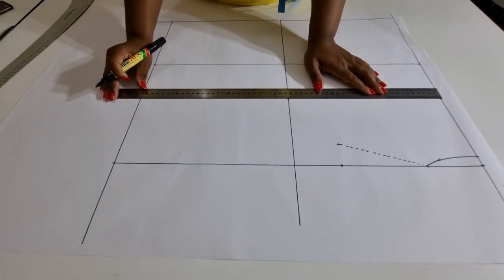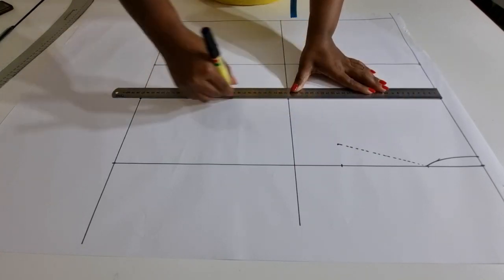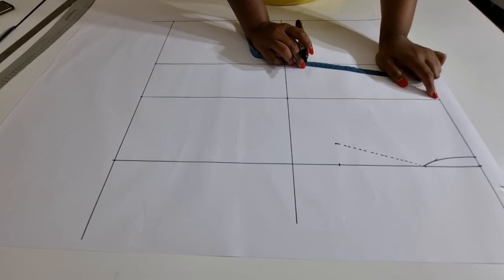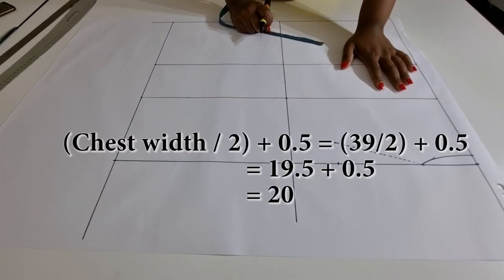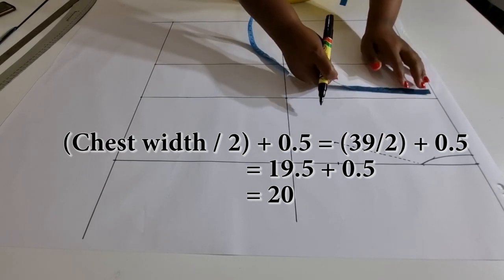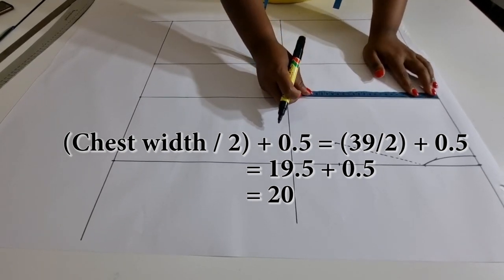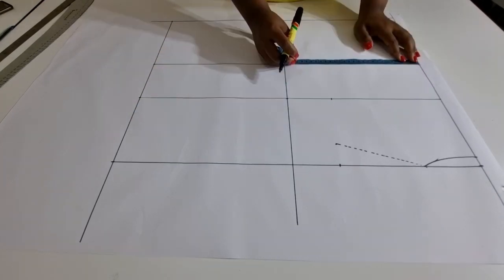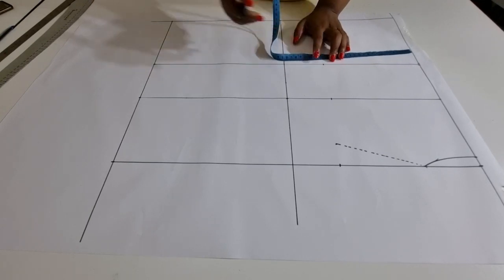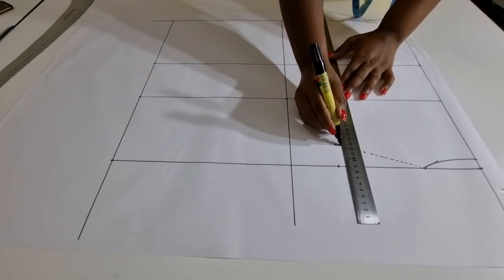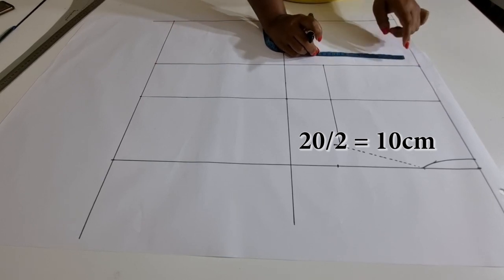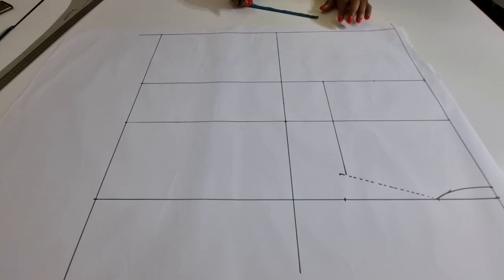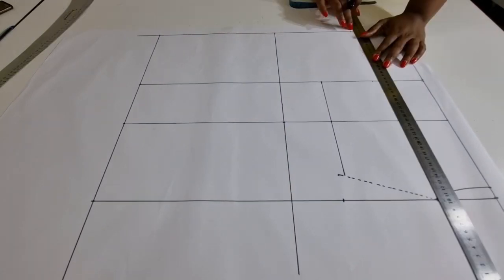And then we draw a straight line. Next, along this line, we are going to measure the chest width, divide by 2, and then add 0.5 for ease. 39 divided by 2 is 19.5 plus 0.5, and that's going to be 20 centimeters. So we measure 20 centimeters like so. Also along the armhole line. Then we draw a straight line. Next we divide this distance by 2, which is 20 divided by 2, and the answer is 10 centimeters. Mark the same along the waistline. And then we draw a straight line.